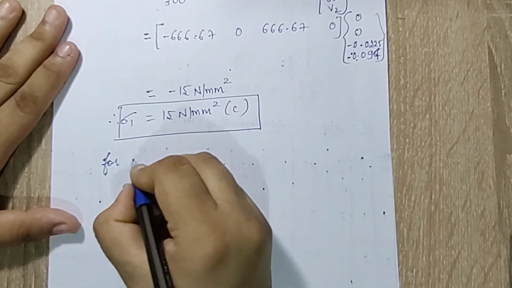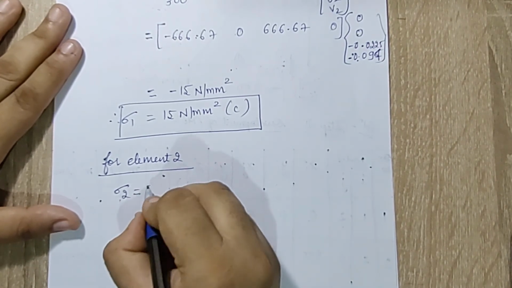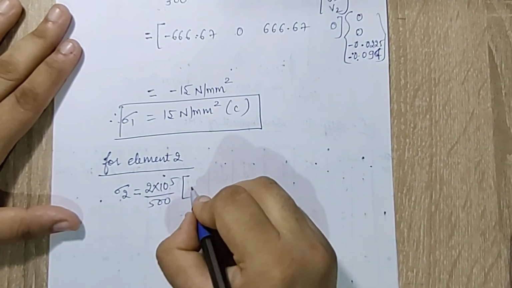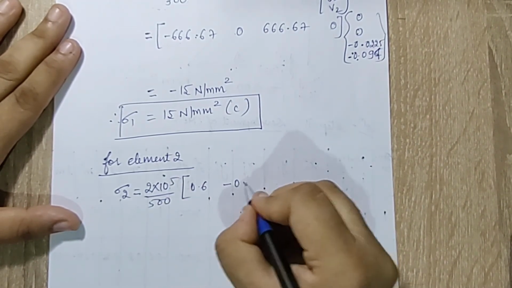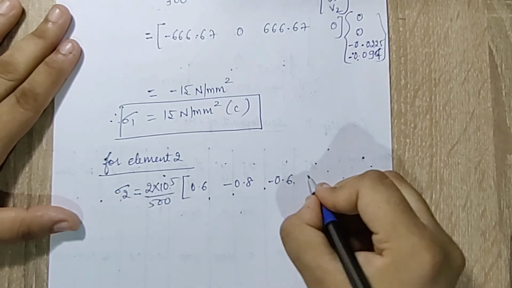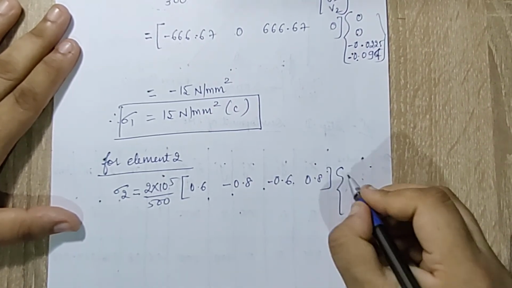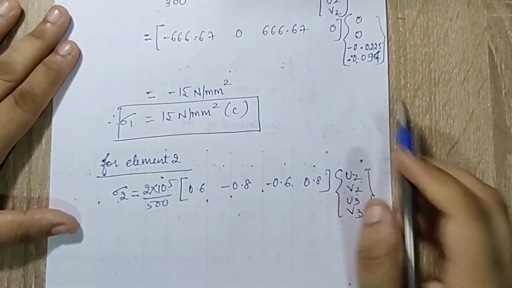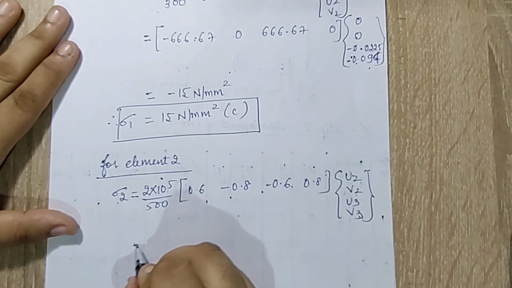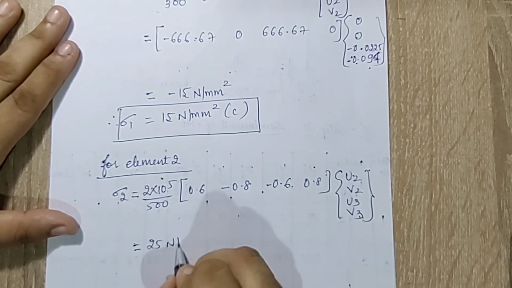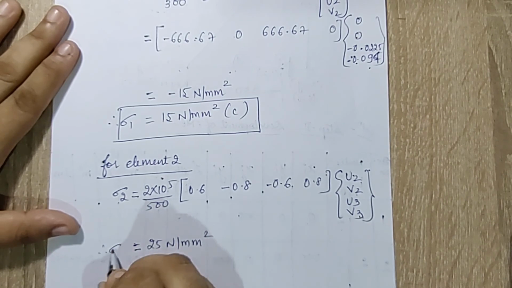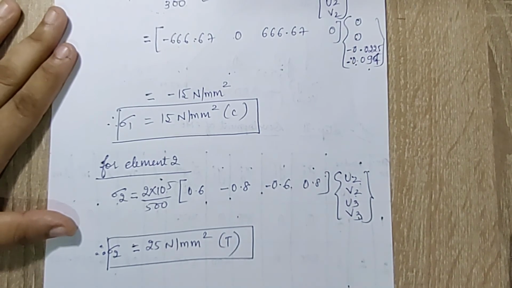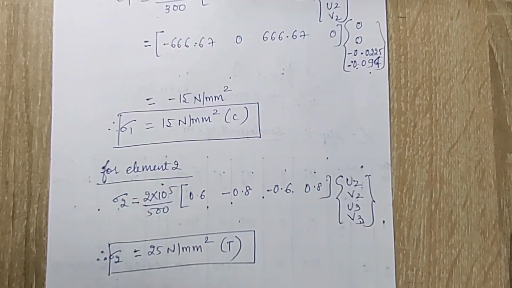Let's go for element 2. Sigma 2 will be, again, E is 2 into 10 raised to 5, L is 500. Here I'll have 0.6, minus 0.8, minus 0.6 and 0.8. It is between U2, V2, U3, V3. These two are 0, and U2, V2 I have just written. So when I multiply, I get the answer as 25 Newton per mm square. I think you can solve this. I get a positive value which indicates it is of tensile type. So this is how the numerical is supposed to be solved for a truss element.